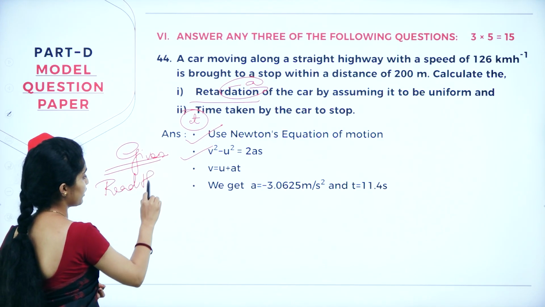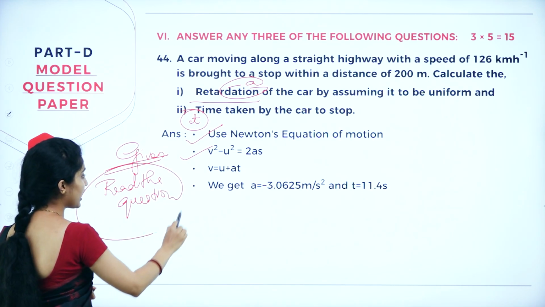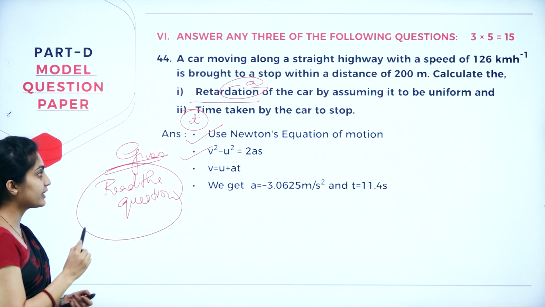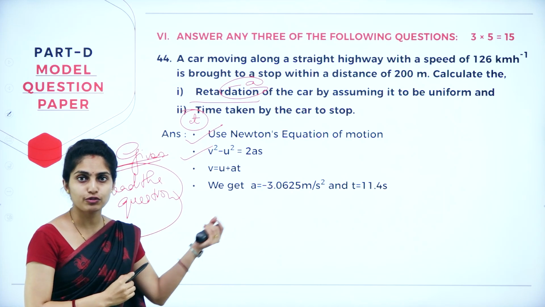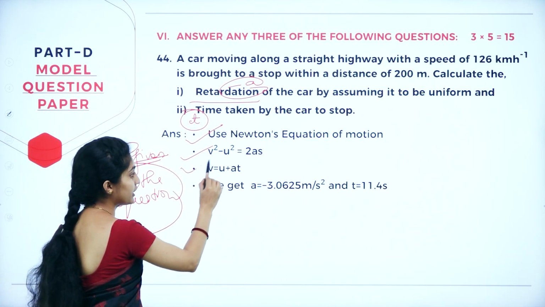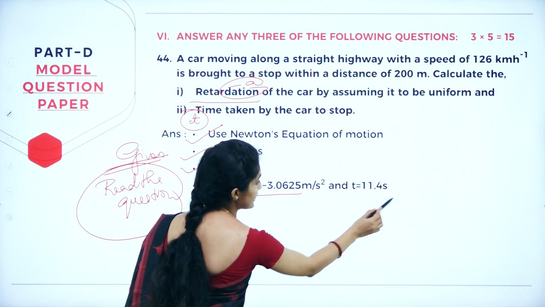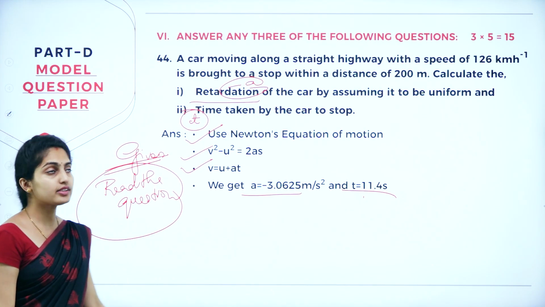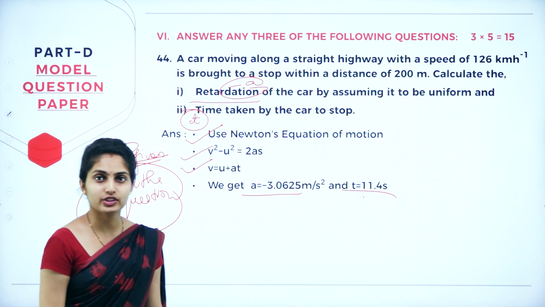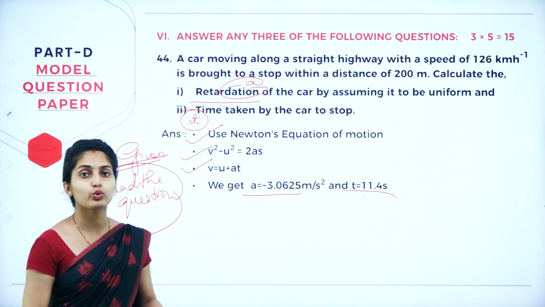Read the question carefully and write the givens, and finally write the formula and solve for this formula, wherein later you will have to solve for V is equal to U plus AT, and finally you will end up with these 2 answers. So that is all about your 44th question. I want you people to work out these questions by using the following hint.